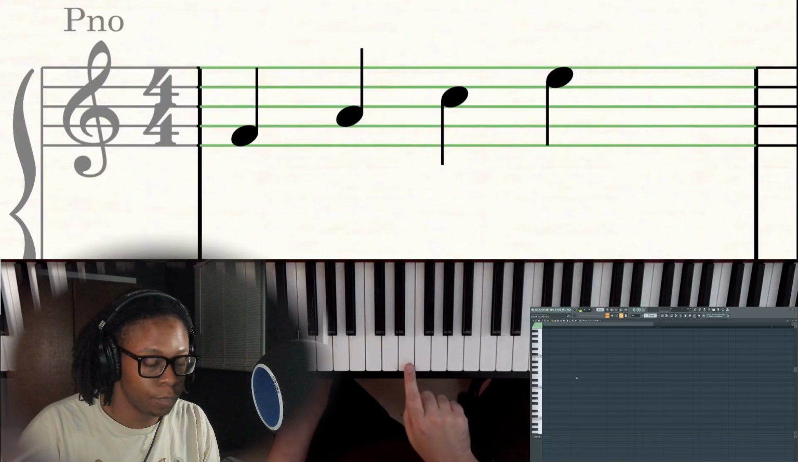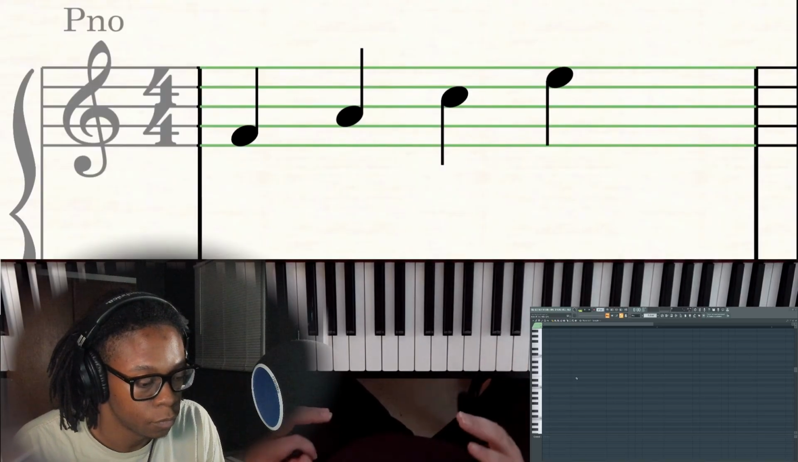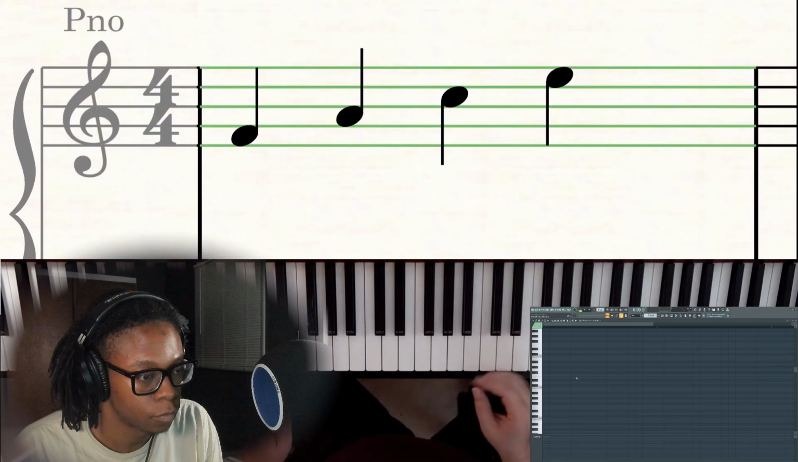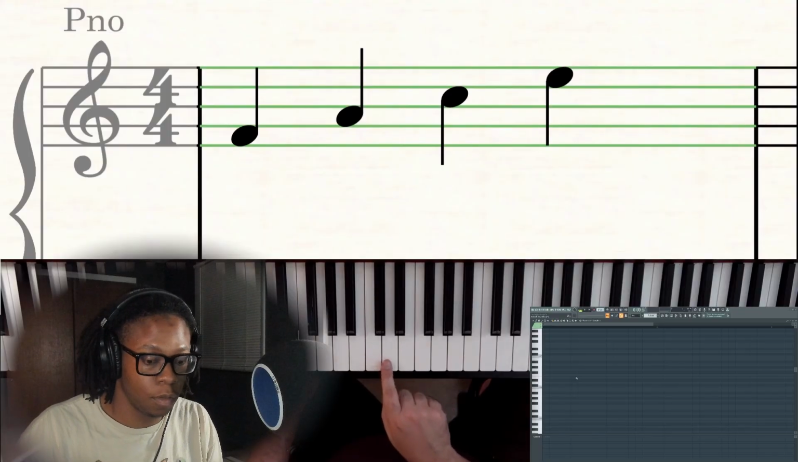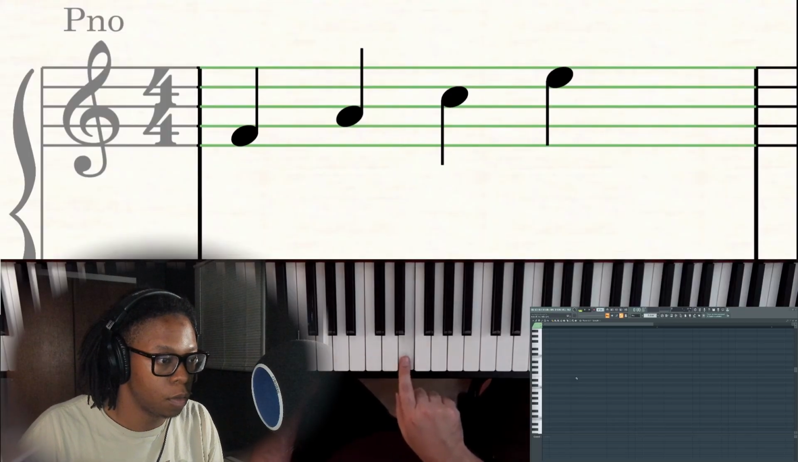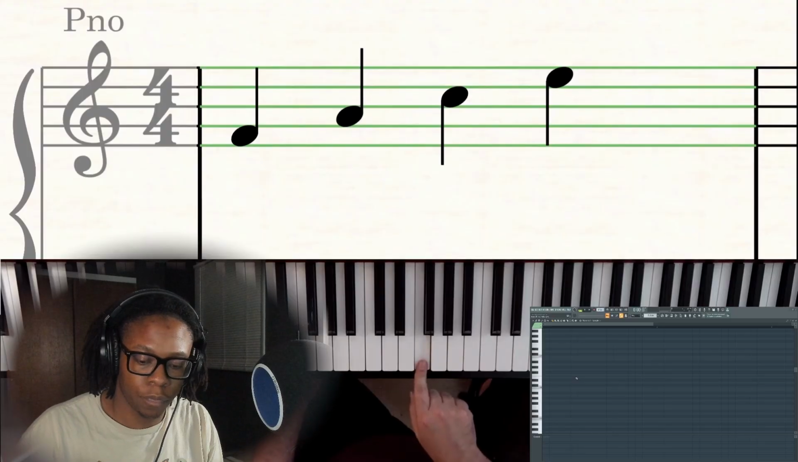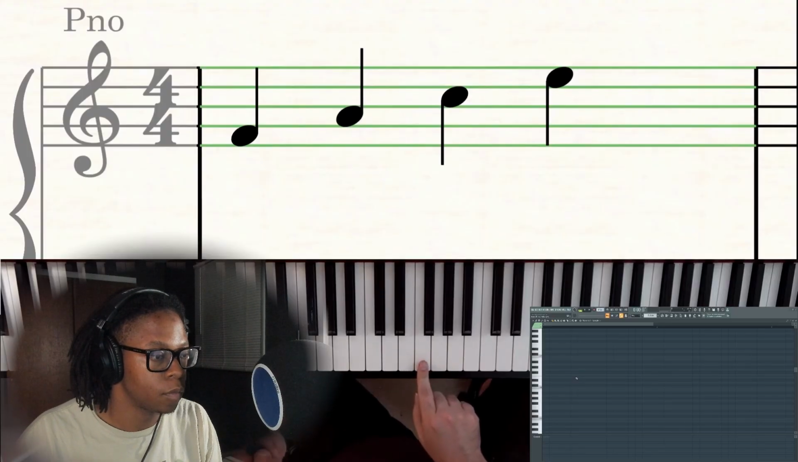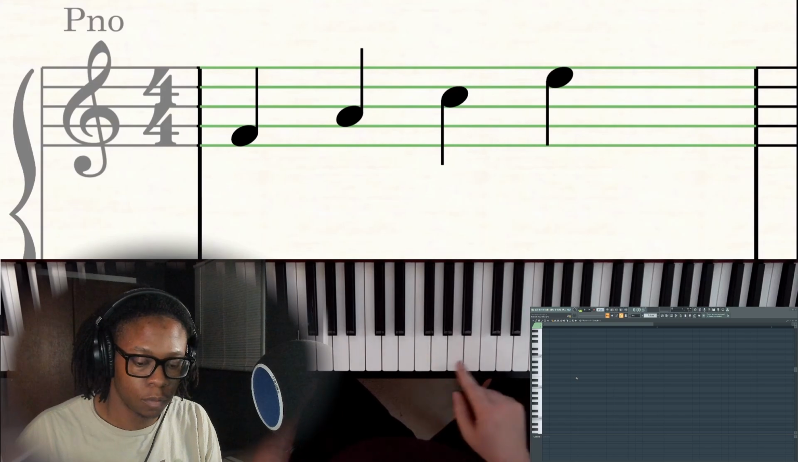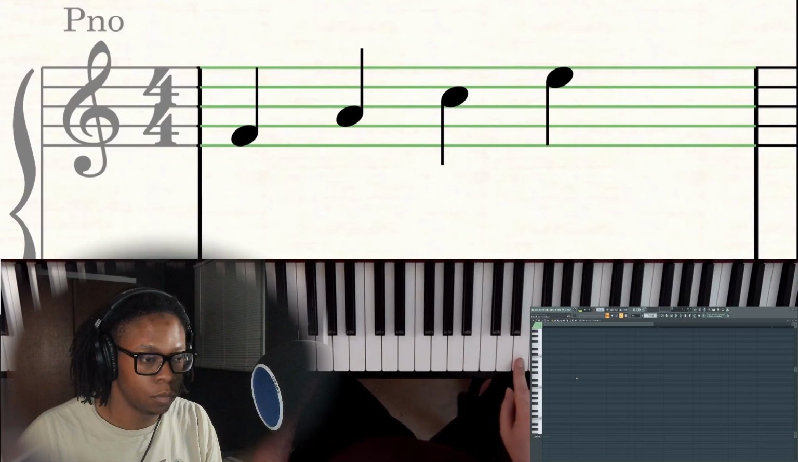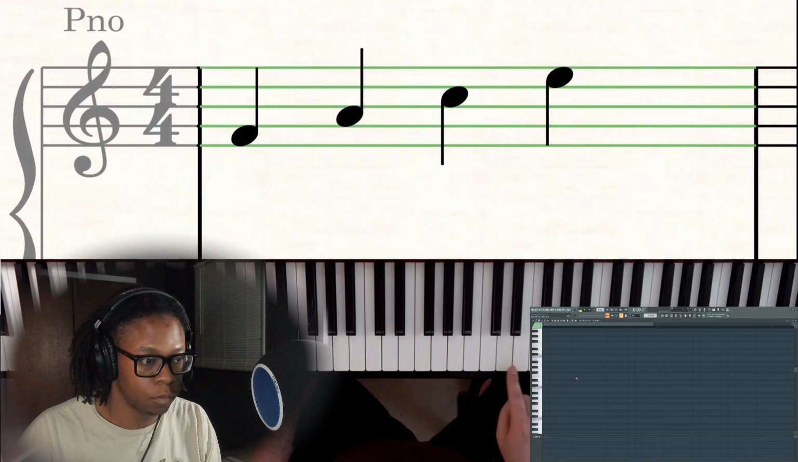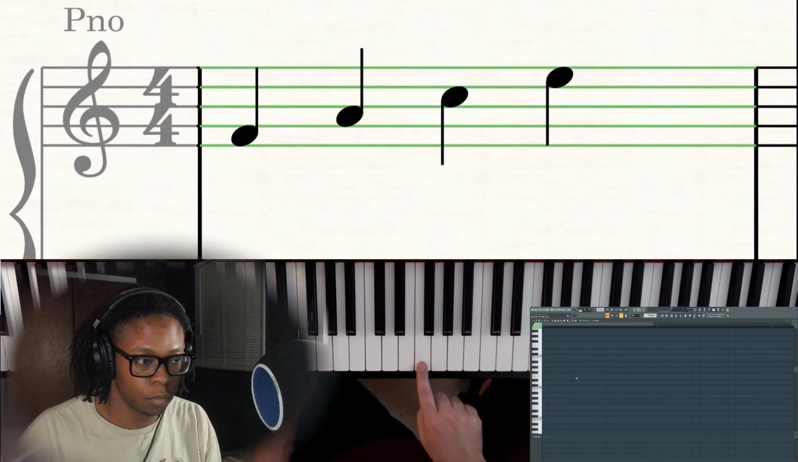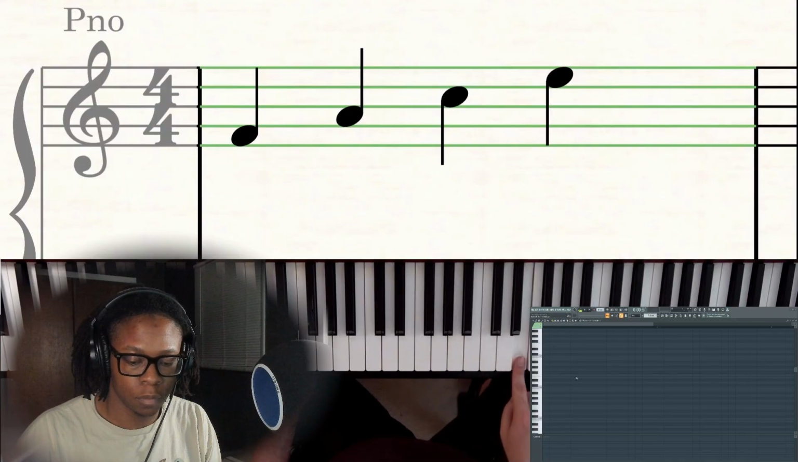F-A-C-E. Now, just like the lines where they skipped every other one, the spaces do the exact same thing, but it starts on a different note. So remember, our first note with the lines was right here, the E above middle C. And this F is just going to be this F right here, right next to it, except this time the first bottom line, or excuse me, the bottom space is F. The next one up is A. The next one up is C. The next one up, and the last one is E. So lines are this: E, G, B, D, F, and spaces spell face: F, A, C, E.